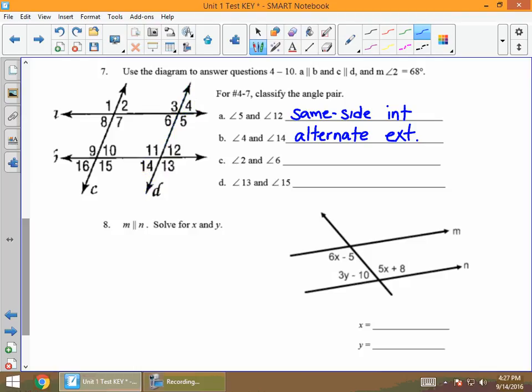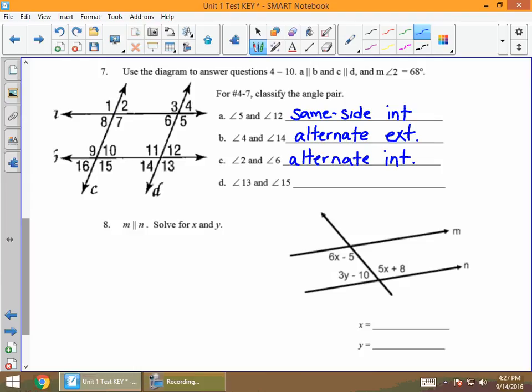2 and 6. Here's 2. Here's 6. The line that they share is A. That is my transversal. So maybe you'll want to turn your paper and look at this sideways, but you will notice that 2 and 6 are both inside of lines C and D. They are interior angles. They are on different sides of the transversal. Right now, one's above and one's below, so they are alternate interior angles.